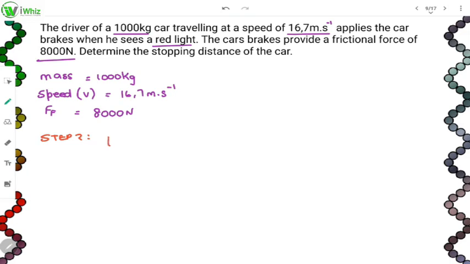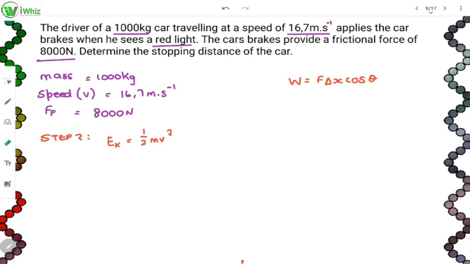So the first step is to look at the kinetic energy, which is equal to E kinetic, which is equal to half m, the mass, times velocity squared. Once we have done that, this energy is equal to the work done by the brakes. So we have the force that is applied by the brakes. What can we use? Do you remember that we learned about work, and we learned that work is equal to F delta x cos theta.